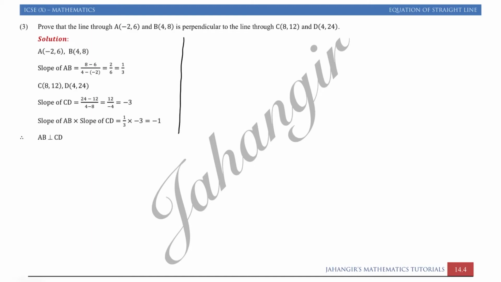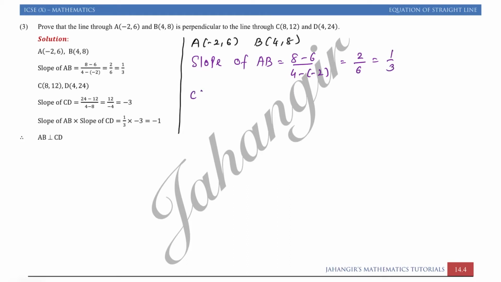Prove that the line through A and B, where A is (-2, 6) and B is (4, 8), is perpendicular to the line CD. So first we will find the slope of AB. Slope of AB is (8 - 6) upon (4 - (-2)), that is 2 by 6, which is 1 by 3. Now C is (8, 12), D is (4, 24).